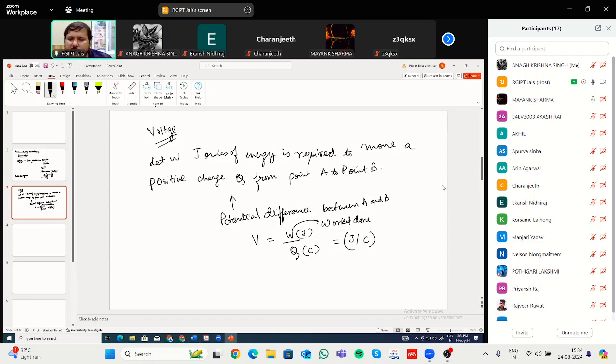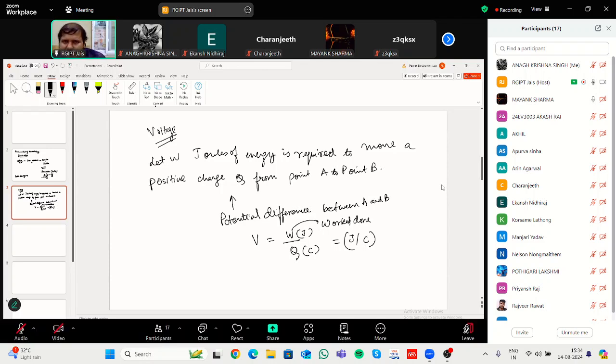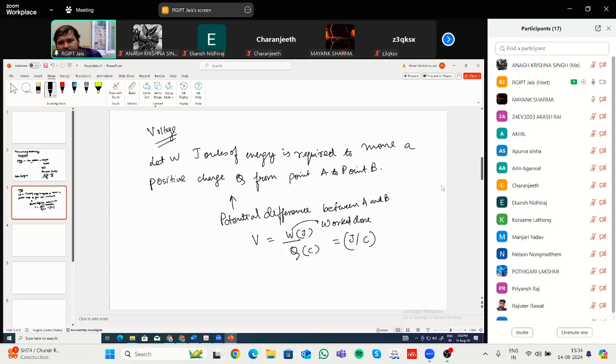Those things will come. So, the amount of energy required to move a charge q between 2 points. If this much energy is required, what is the potential difference or voltage difference between these 2 points? Then that will be the amount of energy required divided by the amount of charge that you are transferring in between these 2 points.